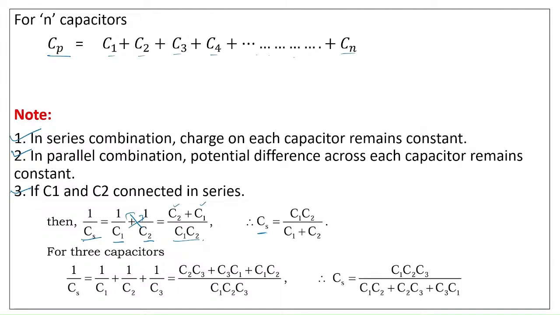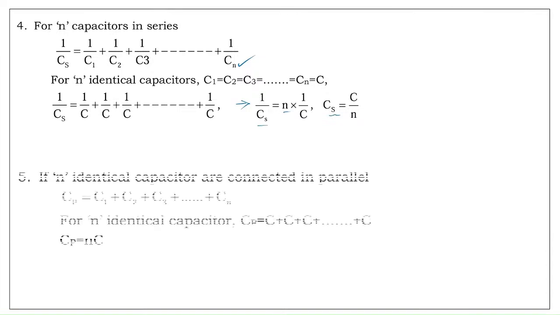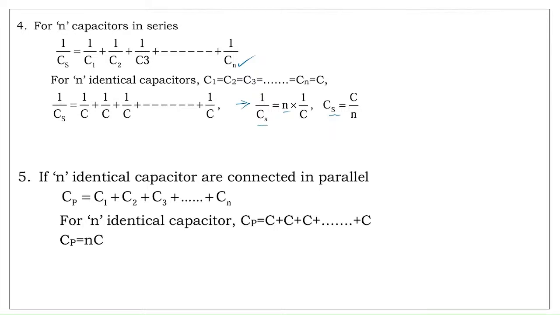4. For n capacitors in series, 1 by Cs is equal to 1 by C1 plus 1 by C2 plus 1 by C3 plus 1 by C4 up to 1 by Cn. For n identical capacitors, C1 is equal to C2 is equal to C3 is equal to up to Cn is equal to C. Therefore, 1 by Cs is equal to n into 1 by C. That is, Cs is equal to C by n. 5. Capacitors connected in parallel: Cp is equal to C1 plus C2 plus C3 plus up to Cn.